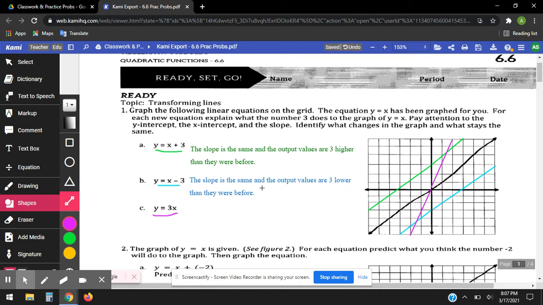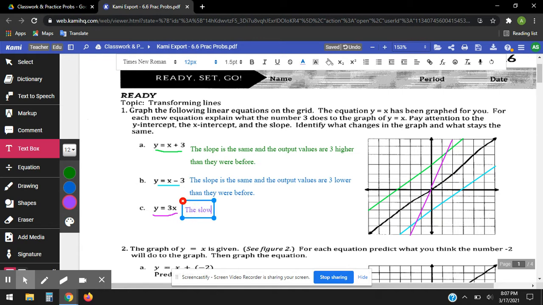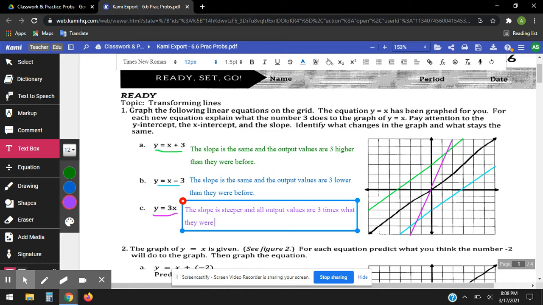So notice what this line is doing. This time the slope is not the same. Slope is steeper, shooting up much higher than the other ones. And all output values are 3 times what they were before. Right? So 0, 0 is still the same. But instead of 1, 1, it's 1, 3. Instead of 2, 2, it's 2, 6. It's 3 times bigger.